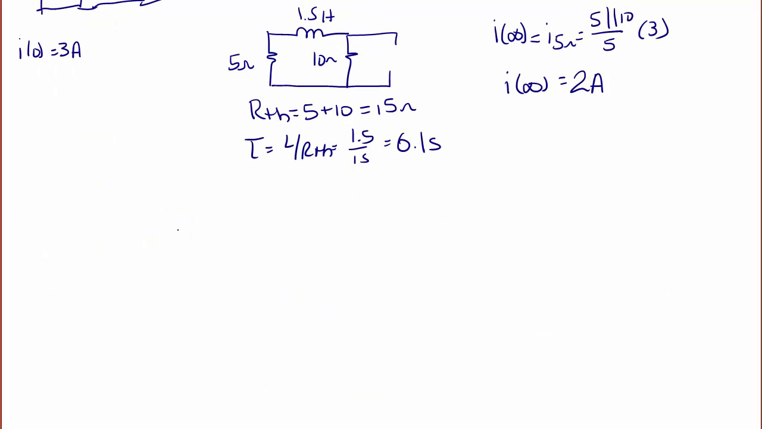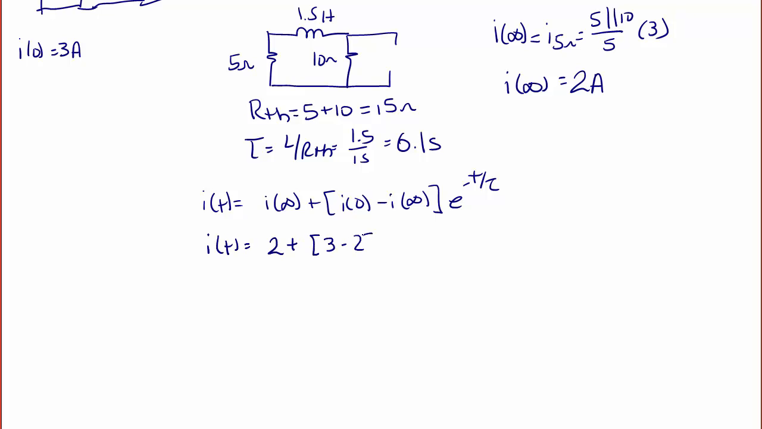Finally, we are ready to write the equation for the current through the inductor and create our sketch. So I of t is equal to I of infinity plus I of 0 minus I of infinity times e to the negative t over tau. So I of t is equal to 2 plus 3 minus 2 times e to the negative t over tau. And finally, I of t is equal to 2 plus e to the negative 10t amps. And that's for t greater than or equal to 0.